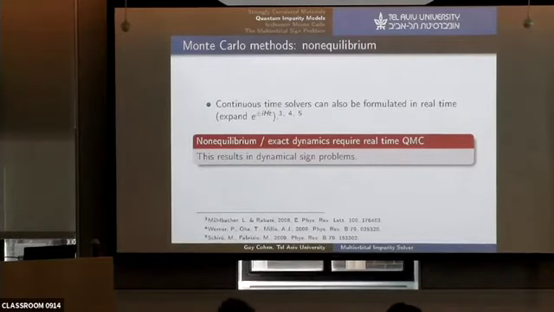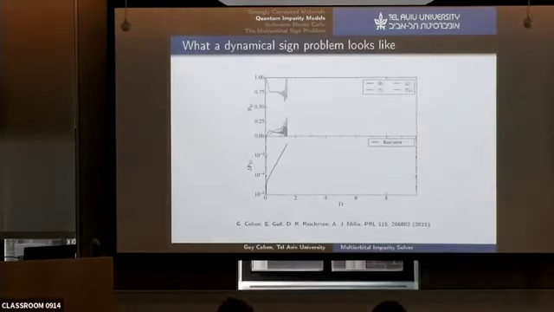As you go forward in time, at times of order 1, for pretty much anything you calculate, you get complete garbage. You can make this garbage smaller. You can decrease the errors at regular Monte Carlo costs. But essentially, as a function of time, your errors scale exponentially. So this is the dynamical sign problem.